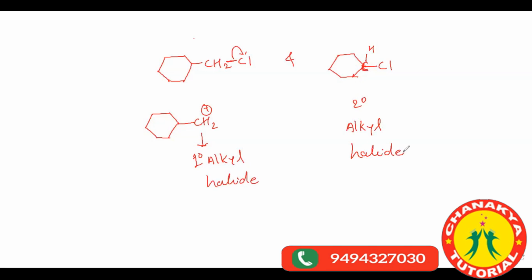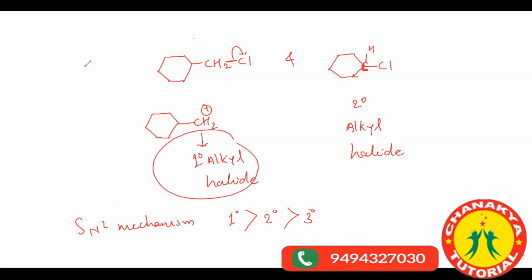What we have learned earlier in the SN2 mechanism: primary reacts faster as compared to secondary, and secondary reacts faster as compared to tertiary. So as this is primary, it will react faster, and the other will react slower, right? And vice versa for the SN1 mechanism, correct? Yes, ma'am. The next one, shall I erase it? Yes, ma'am.